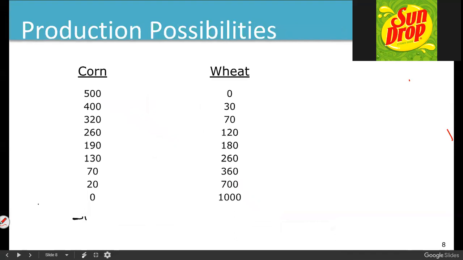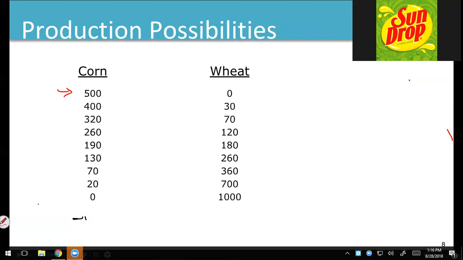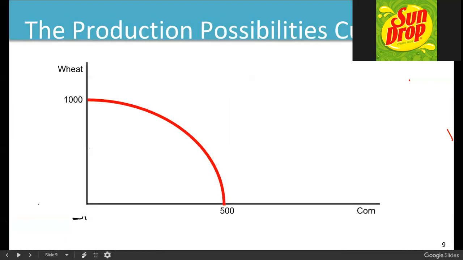And I use this example here of, well, let's plant some corn and let's plant some wheat. If right now you did nothing but corn, nothing but corn, no wheat whatsoever. Now this graph isn't set up for me to tell you that. So if we were to graph this, we would end up with a curve that looks like this.